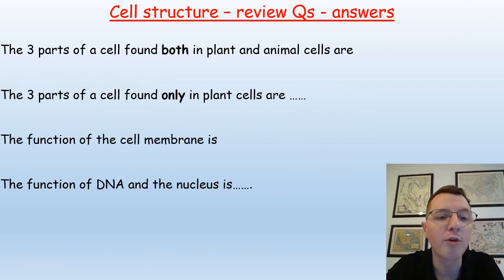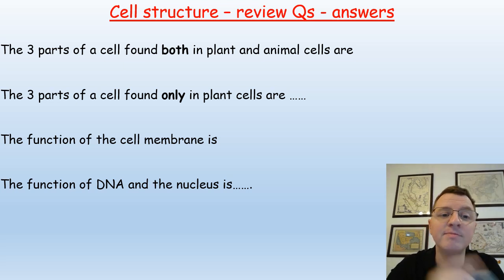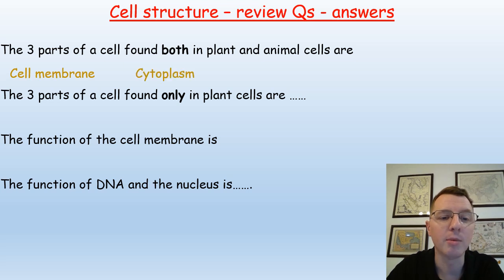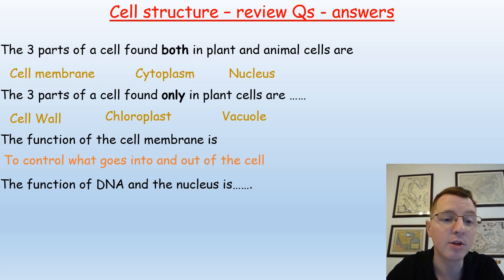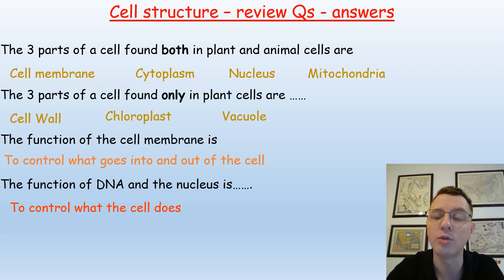The three parts of a cell found both in plants and animal cells are, well, there's actually 5 now. So we could be looking at cell membrane, cytoplasm, nucleus, or you could have the mitochondria and the ribosomes. 3 parts of a cell found only in plant cells: chloroplast, cell wall, and vacuole. The function of the cell membrane is to control what goes in and out of the cell, and the function of DNA and the nucleus is to control what the cell does.